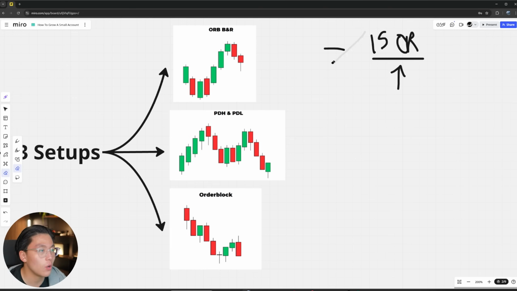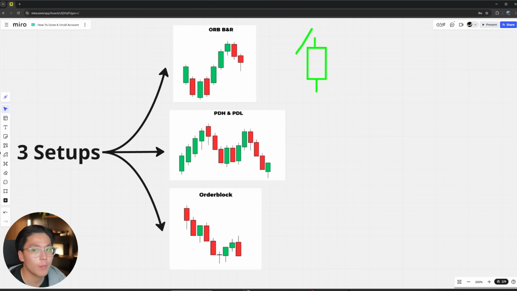Most of us already know what the opening range break and retest is, but I'll explain it here one more time just in case. All we're looking for is the first candle of the New York session. We want to mark out the candle. If we are bullish, break and retest for continuation towards the upside. If we're bearish, break underneath the opening range candle, retest, and continuation lower. Now let's go on to the second setup that we have.